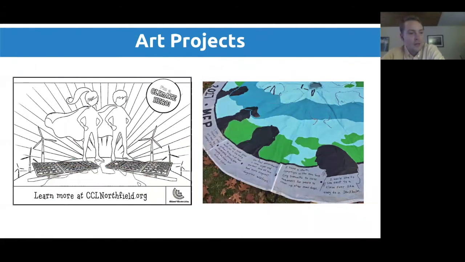Another kind of classic hands-on activity that folks have used throughout the country. This one goes above and beyond. You can see this is actually CCL Northfield, Minnesota's kind of sketchbook. They've created a coloring book for Climate Hero kids. And just having markers or crayons or colored pencils with some form-filling coloring pages is a wonderful way to really have a chance to target young minds while you talk to parents.